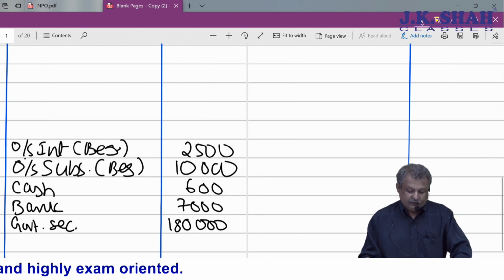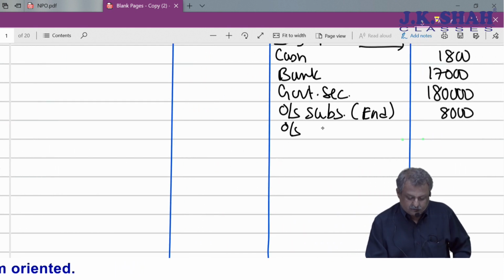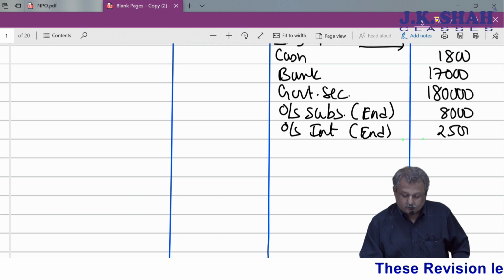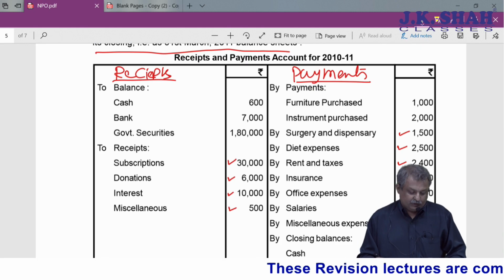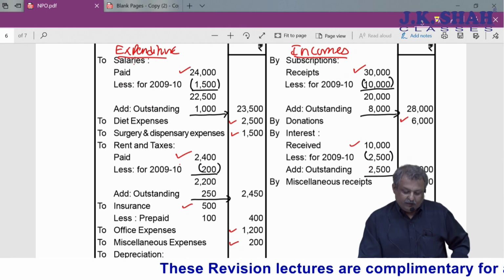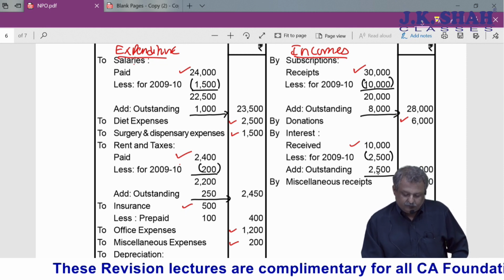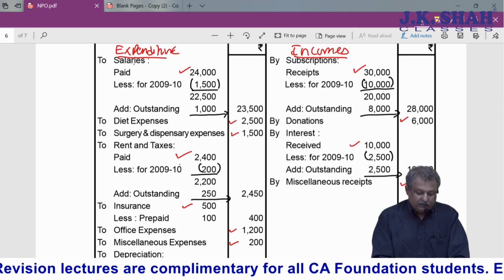Opening balance sheet and outstanding interest; closing balance sheet asset, outstanding interest. Correct? Now, look at the question. All the receipt side, all the antique items, 10,000, 8,000, 2,500, 2,500 we have taken. Now let us look at the expenditure side.